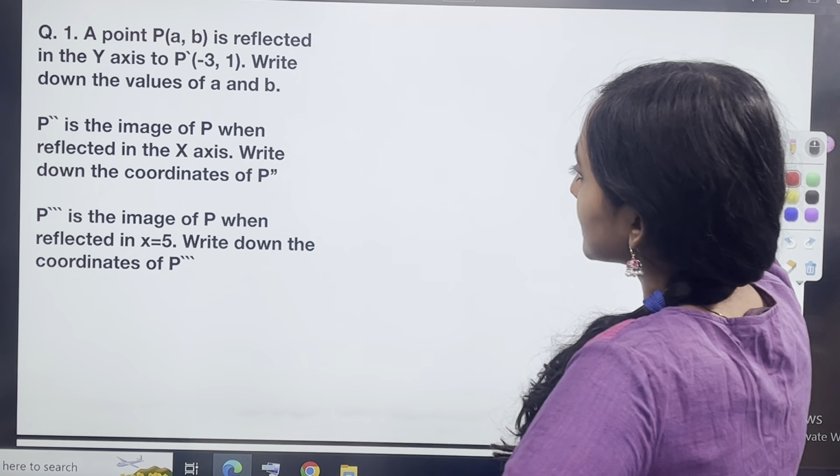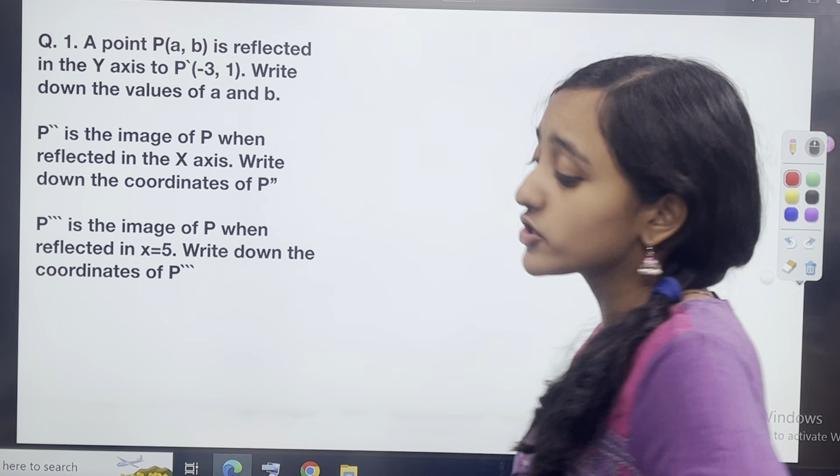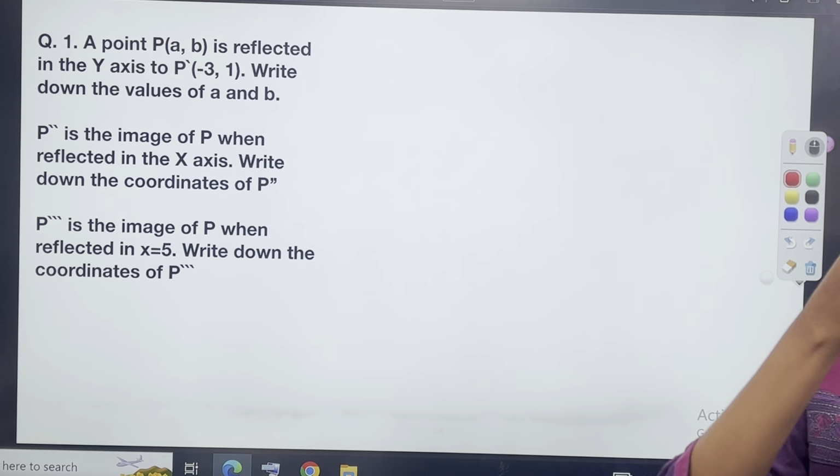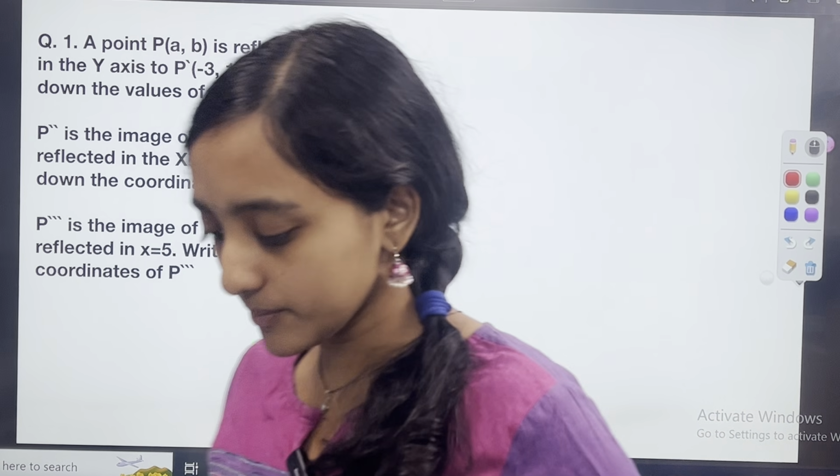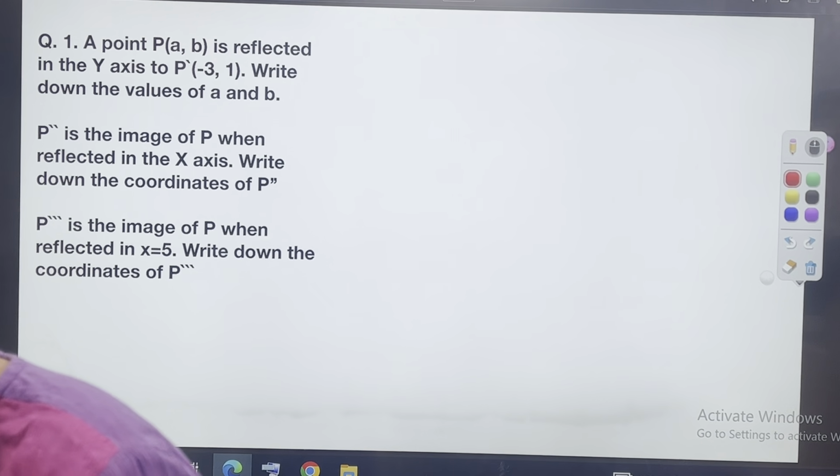What I want you to do is actually solve this particular question, and then we will discuss how it has to be done. Okay, please start solving that question.